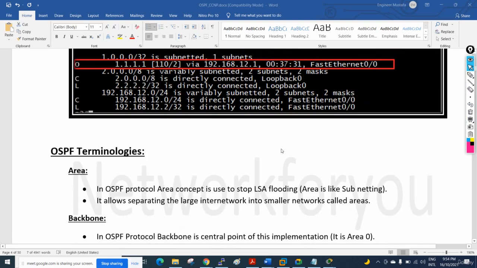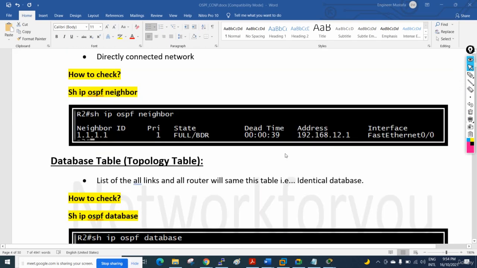Okay, so this is the basic about OSPF. Let me stop this recording.